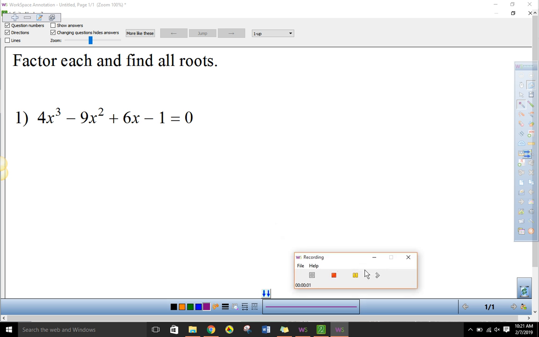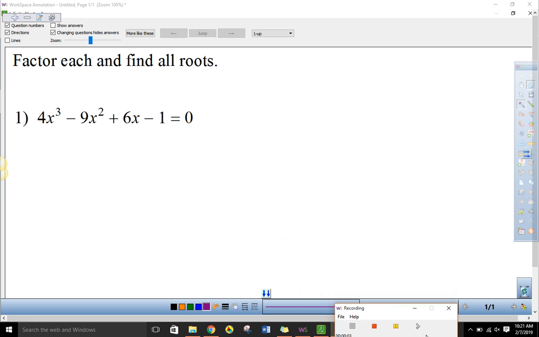When you first glance at this, what would you try? Factoring by grouping. Why would you try factoring by grouping right away? Even amount of terms, right? But 4 and 9, do they have any common factor? Are the coefficients here ever going to be 4 and 9? No. So then what do we have to do?